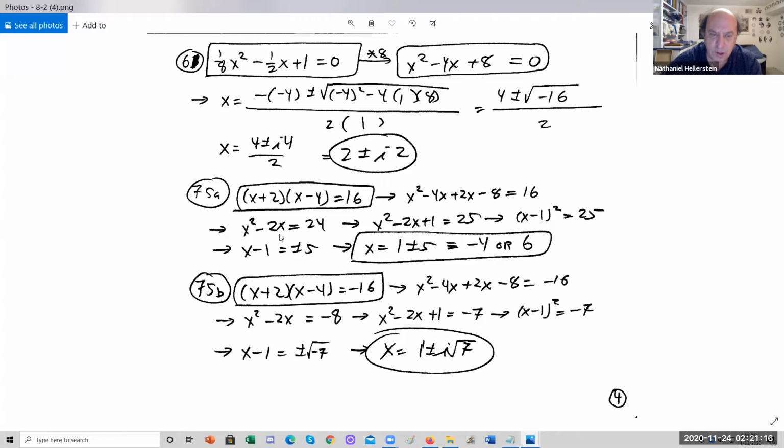Those are the solutions. Here we have 75b, which is the same thing, only instead of a positive 16, we have a negative 16. Well, pretty much the same thing happens. You get x squared minus 2x equals, now it's a negative 8 rather than a 24. Add 1 to both sides. X squared minus 2x plus 1 is negative 7. Left side is the square of x minus 1 equals negative 7. So x minus 1 is plus or minus root negative 7. That negative means you have an i. Transpose the 1. X is 1 plus or minus i root 7.